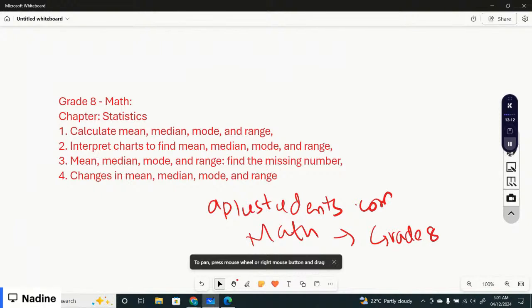Interpret charts to find mean, median, mode and range. Mean, median, mode and range, find the missing number, and then changes in mean, median, mode and range.